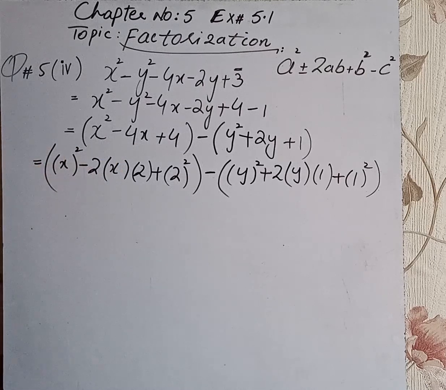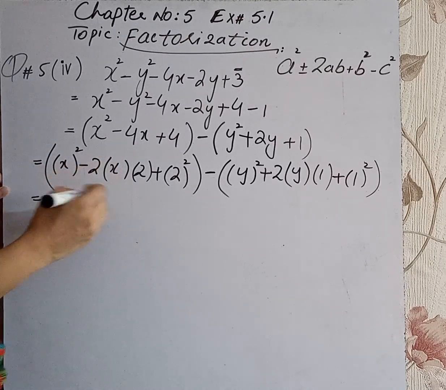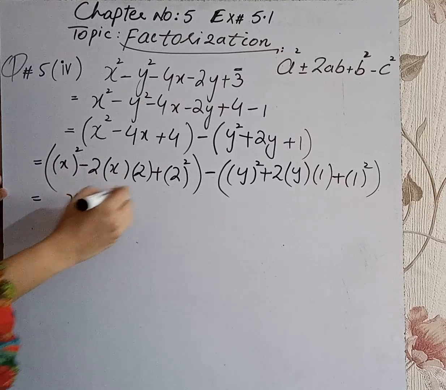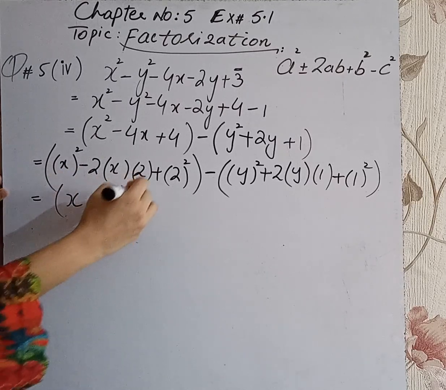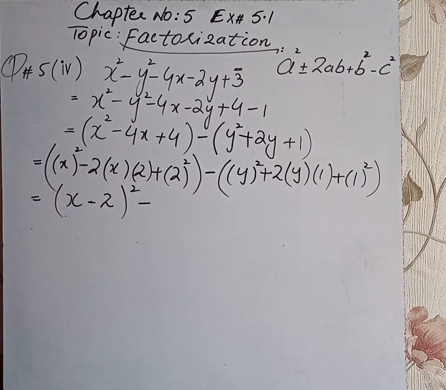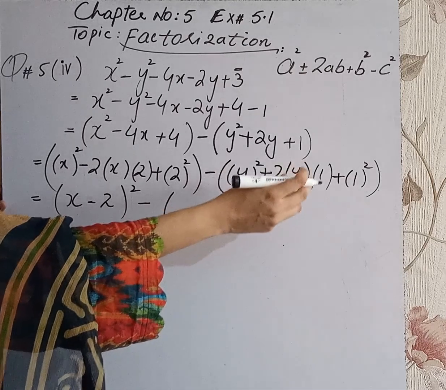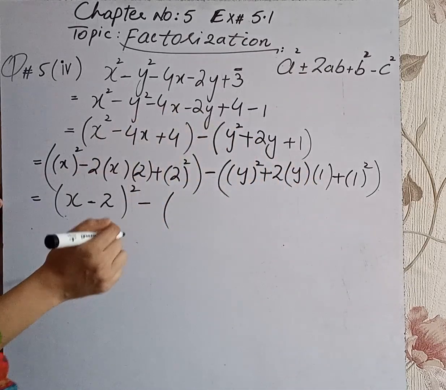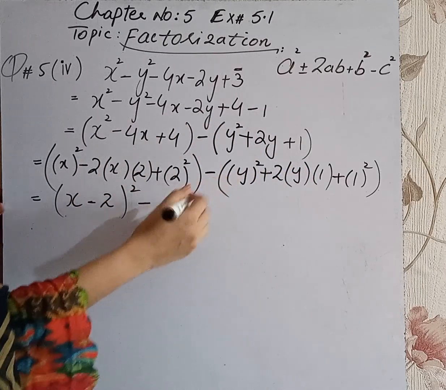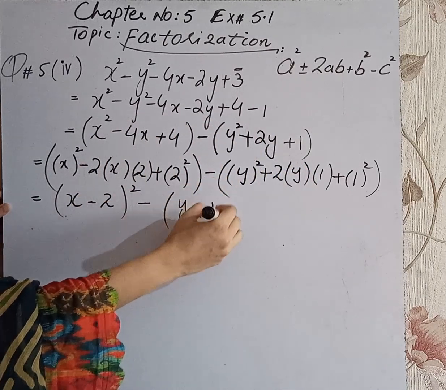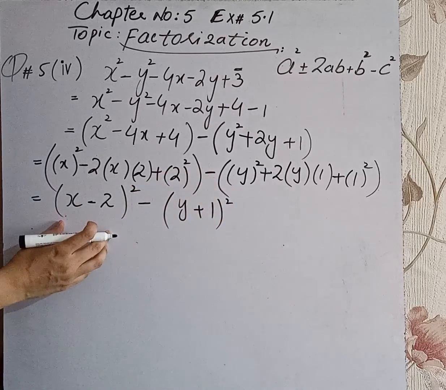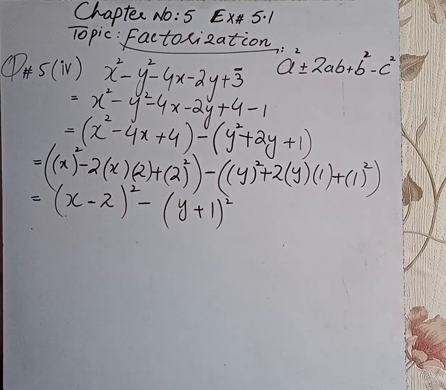It means we can close this formula as (a minus b) whole squared, where a is x and b is 2: (x minus 2) whole squared. Then minus, and the second one, y square plus 2y plus 1. 2 times 1 times y is here, so this is (a plus b) whole square, where a is y and b is 1: (y plus 1) squared. This is a square minus b square. A square minus b square you have read before, that is equal to (a plus b) into (a minus b).